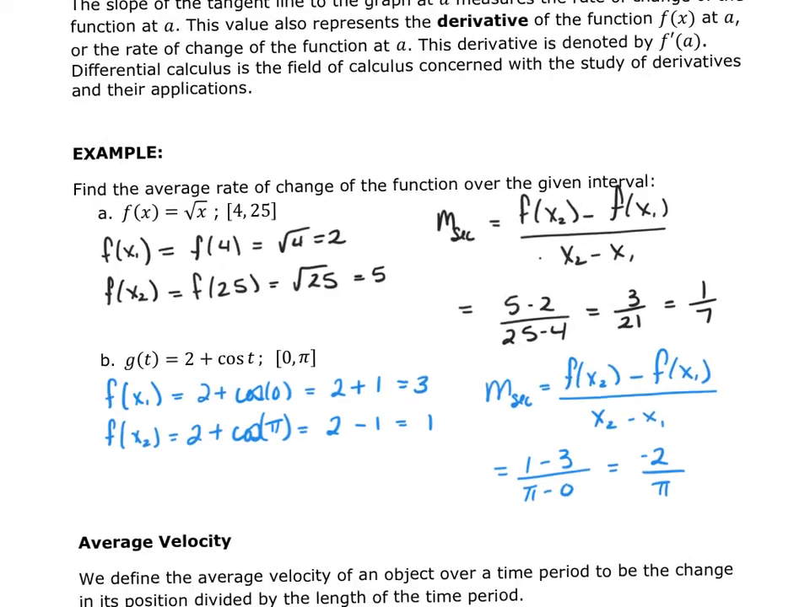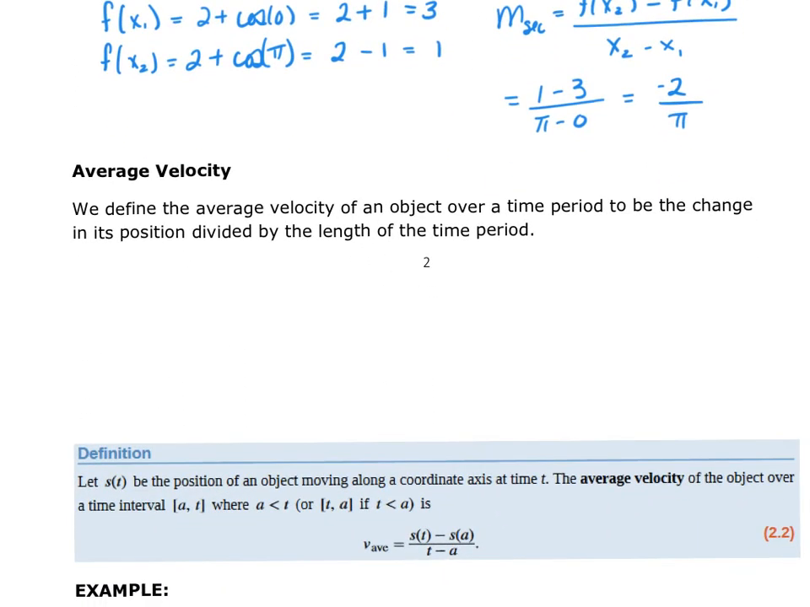So let's take a look at average velocity here. When we're talking about the average velocity, what we're really trying to do is find the slope of the secant at two particular points of time as the particle or the item moves with respect to time.